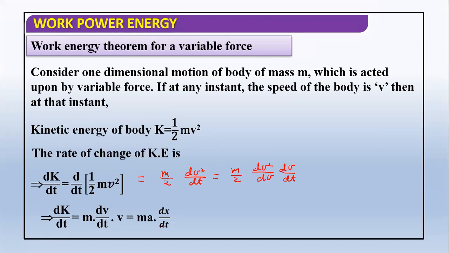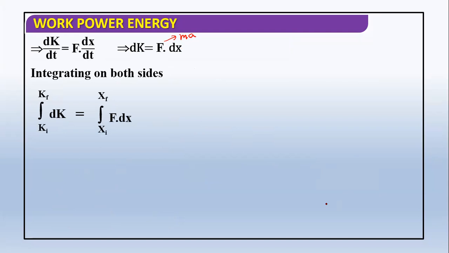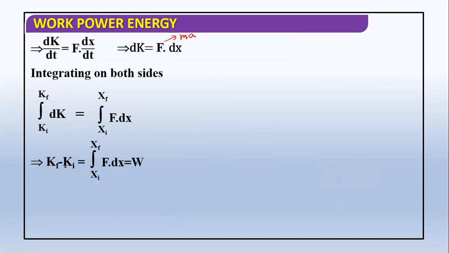Next we can cancel the 2 and dt, and write dK equal to m a dx. Now m into a is force, so we can write dK equal to F dx. F dx is work, and dK is the change of kinetic energy. If you integrate both sides, we get the change of kinetic energy delta K on one side and the work, the integral of F dx, on the other. That is the expression for the work energy theorem, which we have proved here.